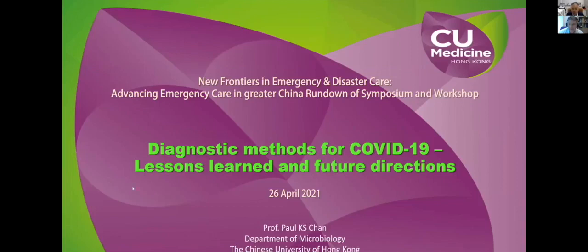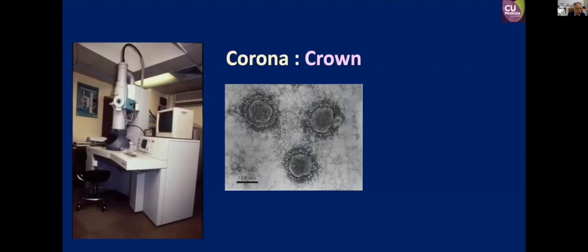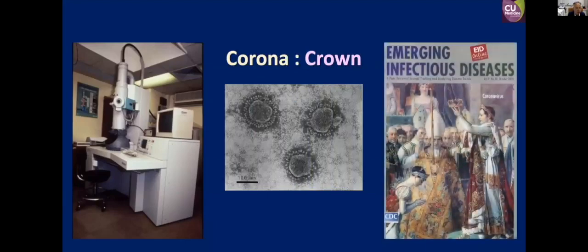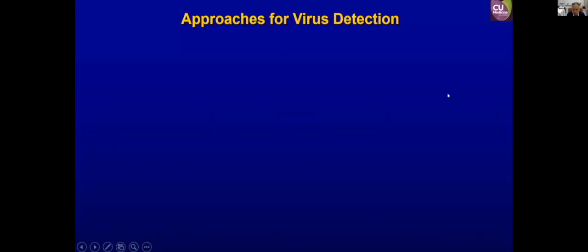Okay, it's really my great honor to share a small talk with you today. So I will focus on the diagnostic aspect of COVID-19. So that's the electron microscopy. With that, you can see really the whole coronavirus. And the Emerging Infectious Diseases journal picked up a cover to tell people what a coronavirus really means. Sorry, let me just move this. Okay, you can see this really shows what is corona.